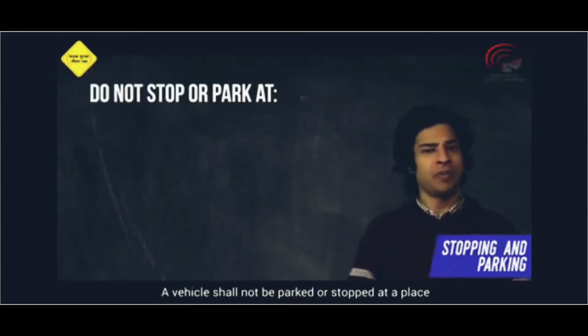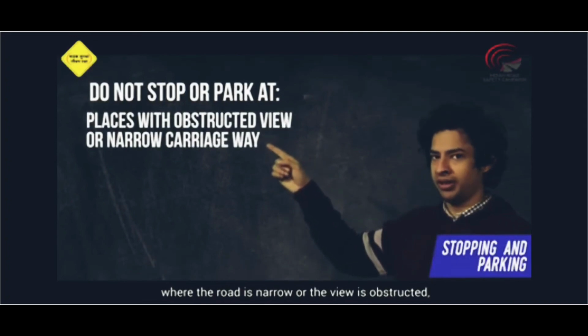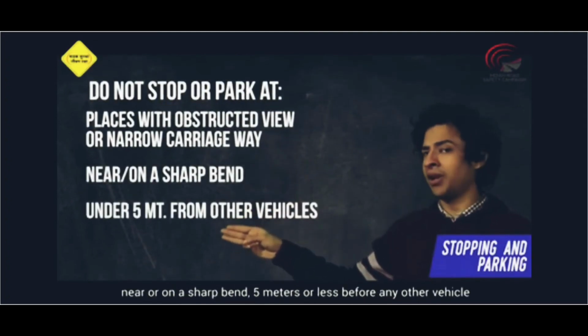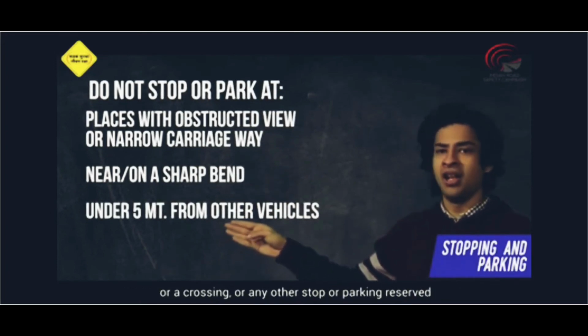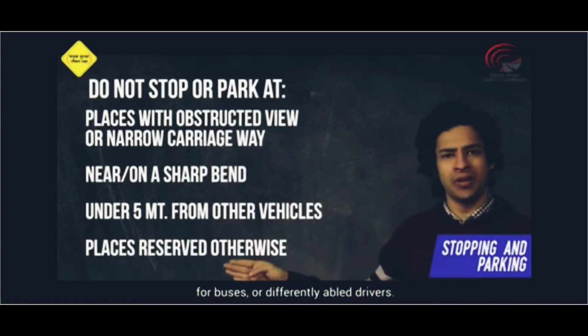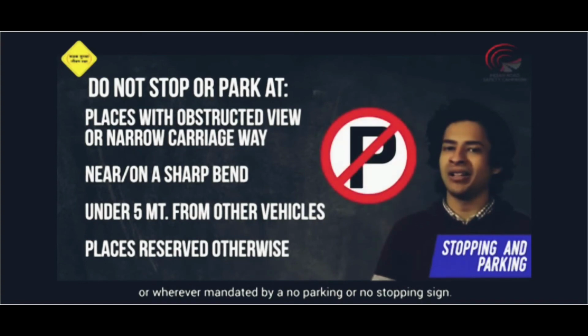A vehicle shall not be parked or stopped at a place where the road is narrow or the view is obstructed, near or on a sharp bend, 5 meters or less before any other vehicle or a crossing, or any other stop or parking reserved for buses or differently abled drivers, or wherever mandated by a no parking or no stopping sign.